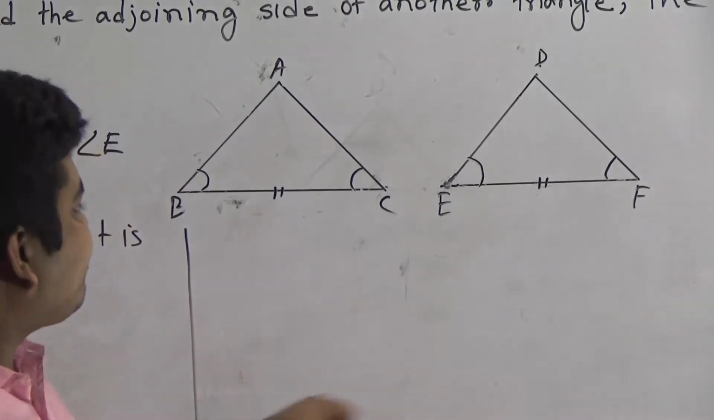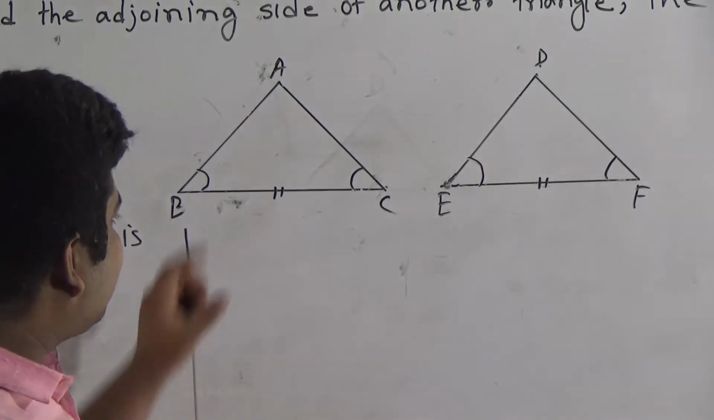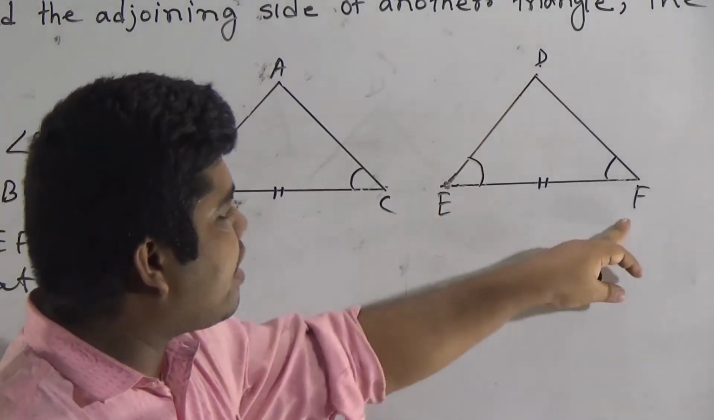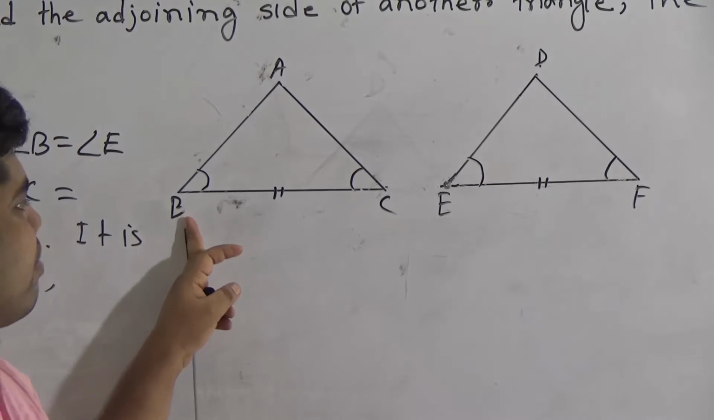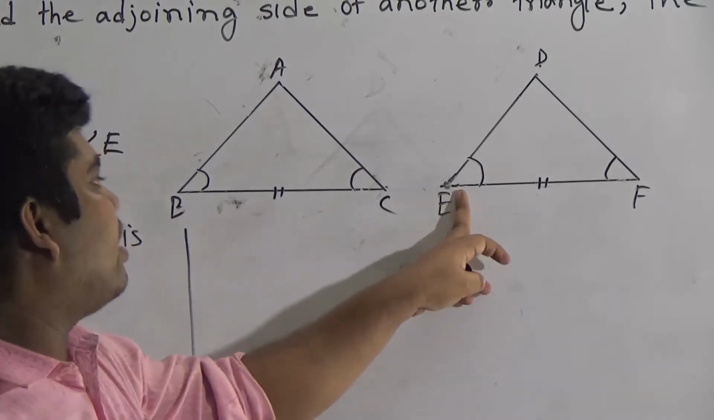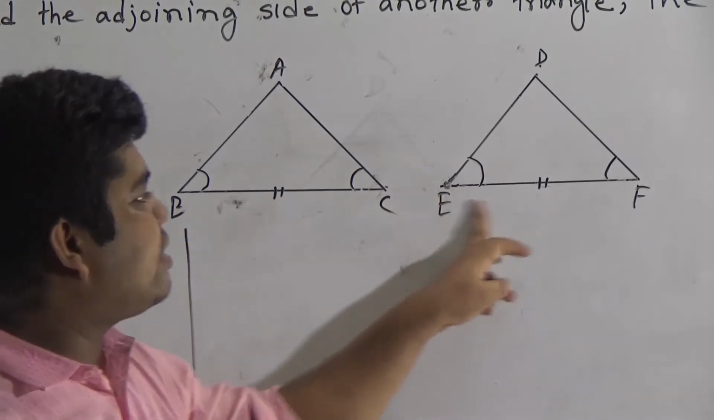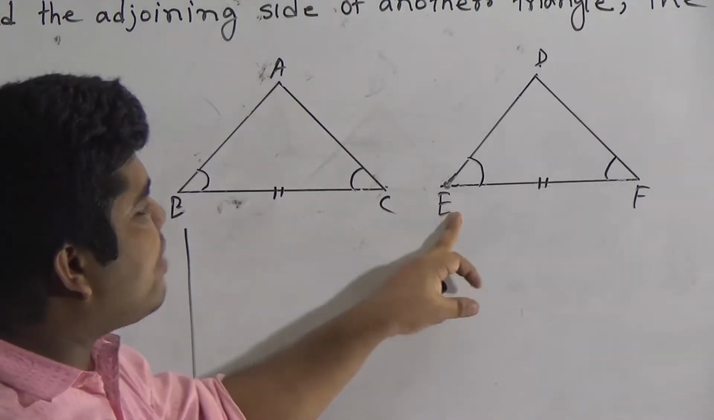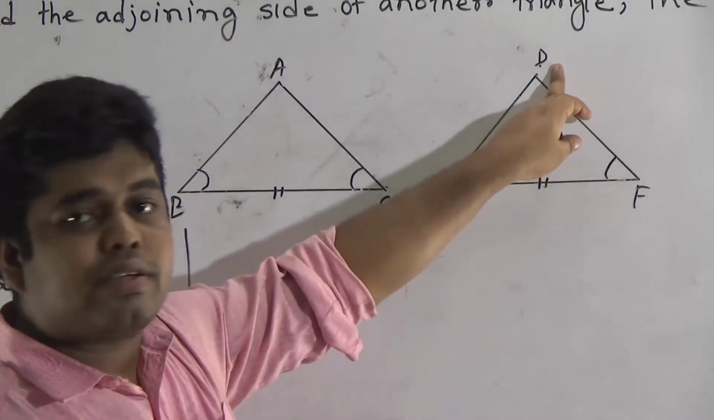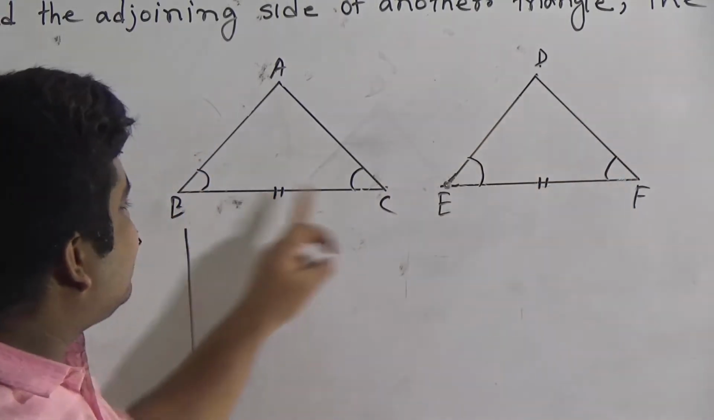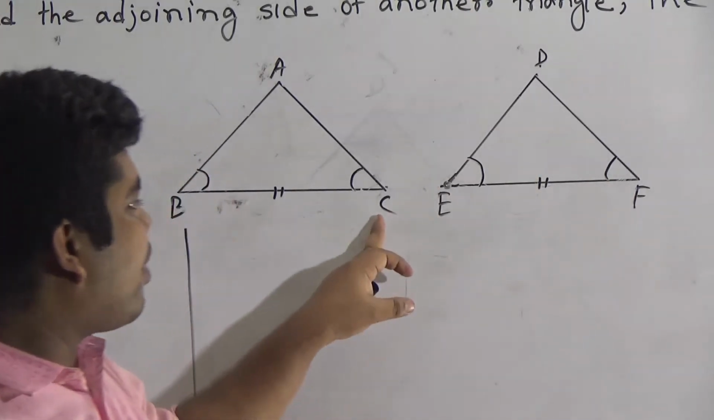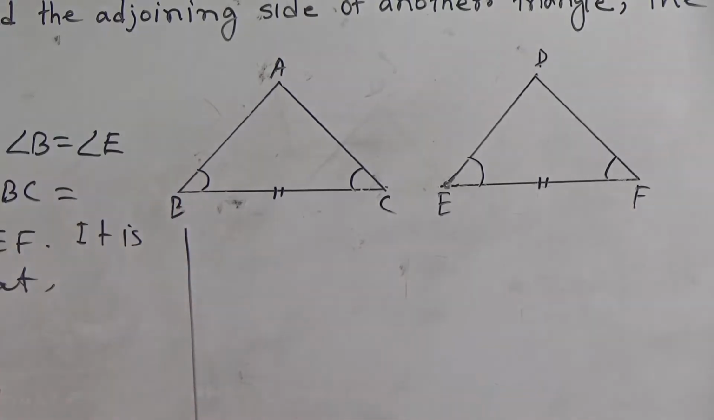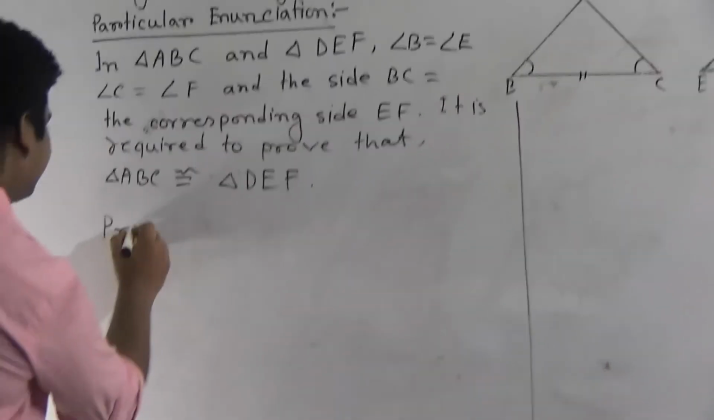I repeat, my dear students, if we place triangle ABC on triangle DEF, then the point B must fall on the point E. The side BC falls along the side EF, and the point A falls on the same side of EF as point D. As BC equals EF, the point C must fall on the point F. So I write this proof.